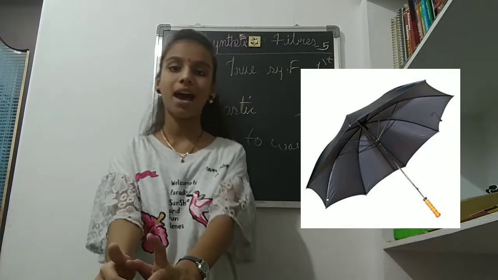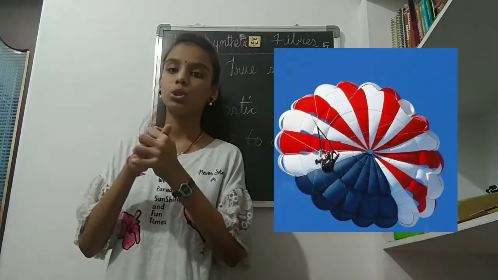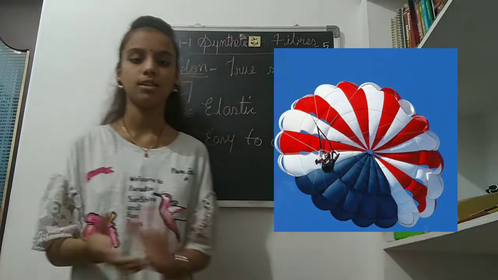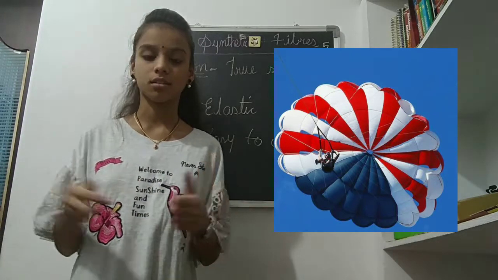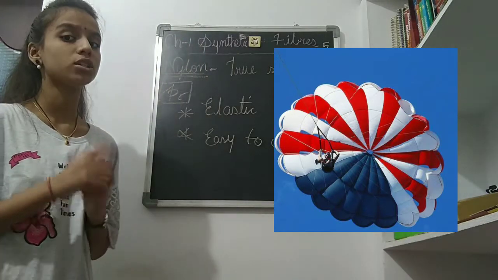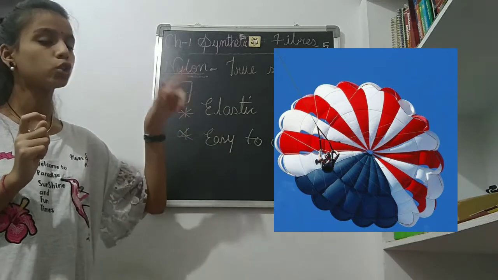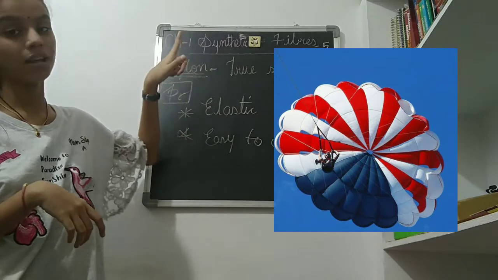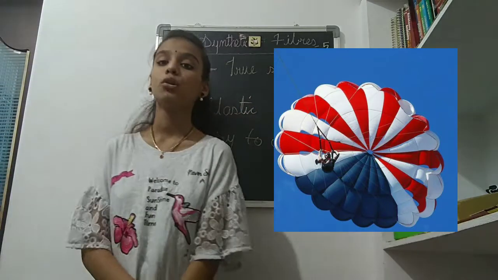Next is parachutes. When you go up with a parachute, even when you pour water, it is waterproof. Nothing happens to us, and it is elastic. This is a parachute picture, a man going on a parachute. And next is toothbrush bristles.